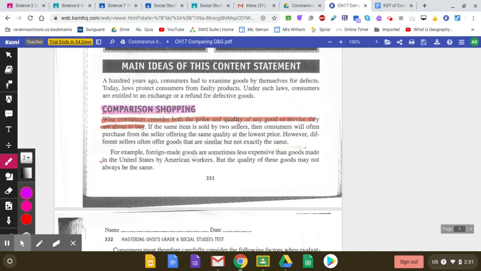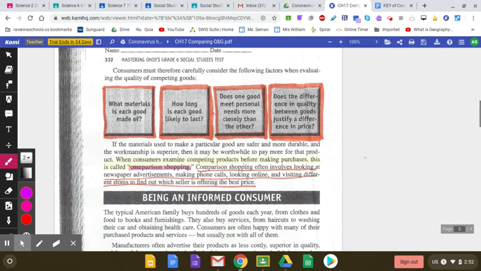However, different sellers offer different goods that are similar but not exactly the same. For example, foreign-made goods are sometimes less expensive than goods made in the United States by American workers, but the quality of these goods may not always be the same. Consumers, therefore, carefully consider the following factors when evaluating the quality of competing goods. And guys, this is something you should do every time before you make a purchase.